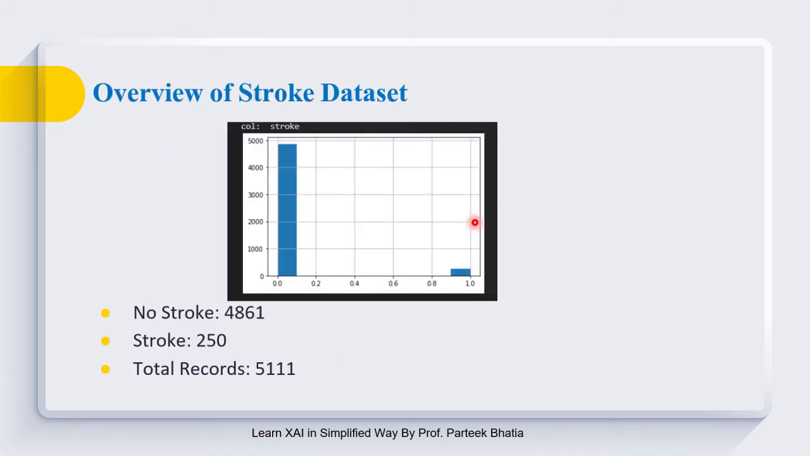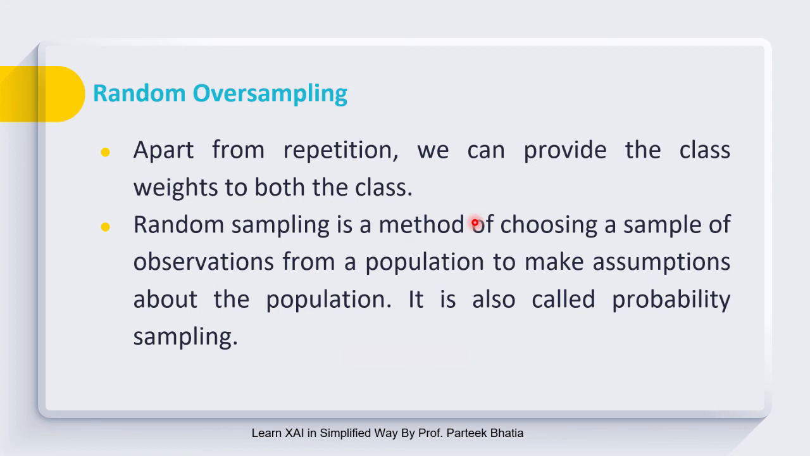And in our stroke dataset case study, we are going to use the random oversampling technique for balancing the dataset. In the next session, we will discuss the code to perform random oversampling over the stroke dataset to make it balanced. This is all about this session.